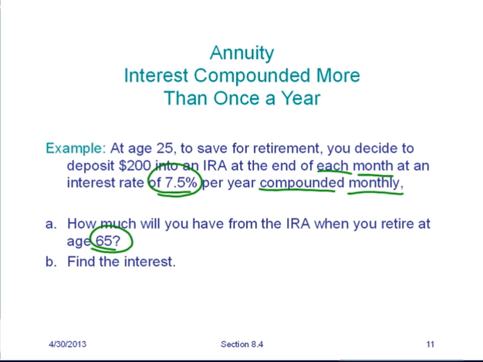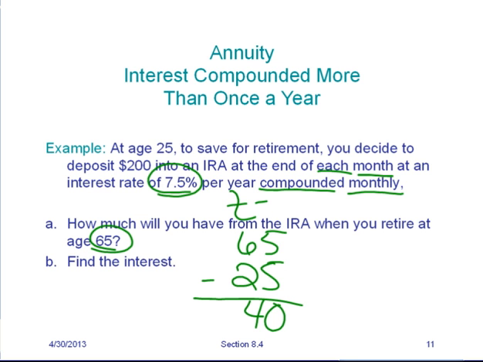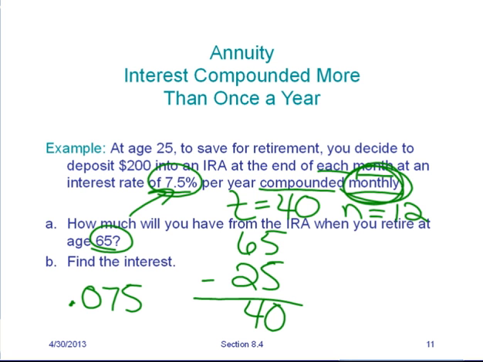Well, we didn't come right out and say it's X amount of years, but if you notice, you're 65 when you retire, you're 25 when you start, so you've been depositing money for 40 years. So T is going to equal 40. It's compounded monthly, so N, remember, is the number of times per year. Monthly, there's 12 months in a year. N is equal to 12. Be careful when you change this percent into a decimal, because you've got to move the decimal 2 places. 0.075 will be your interest rate, R.